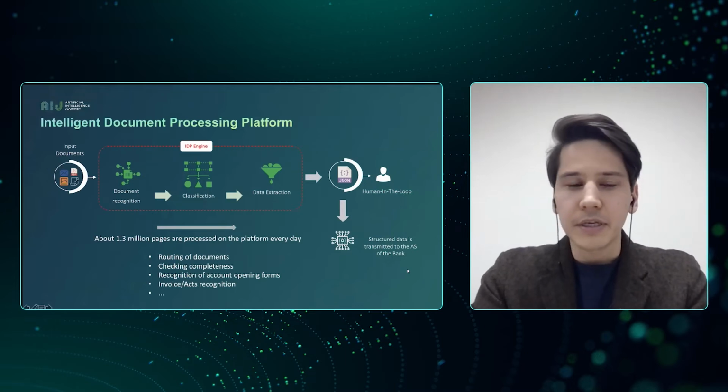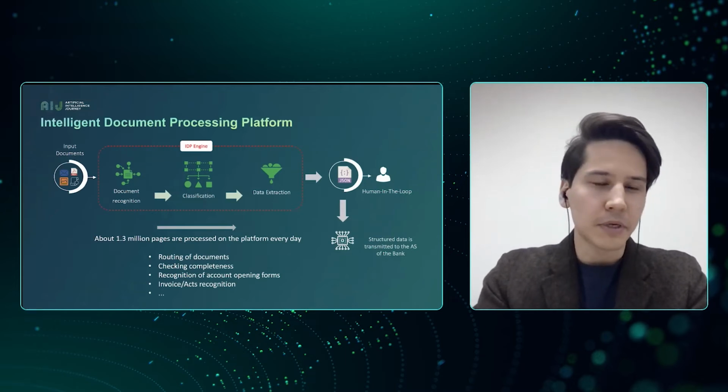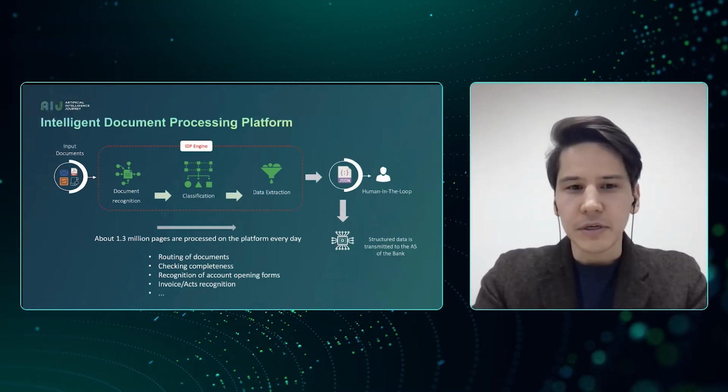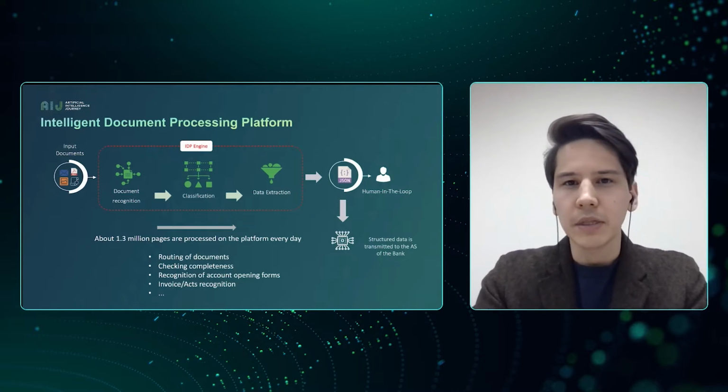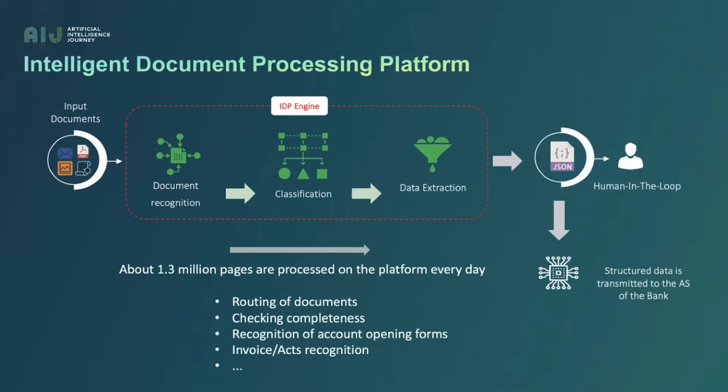Sberbank is an enterprise and many processes are based on documents. There are processes intertwined with document routing, checking document completeness, and extracting entities from documents. To do this, you need a large platform. We have it, and it's called Intelligent Document Processing. At this moment, it processes about 1.3 million documents per day.